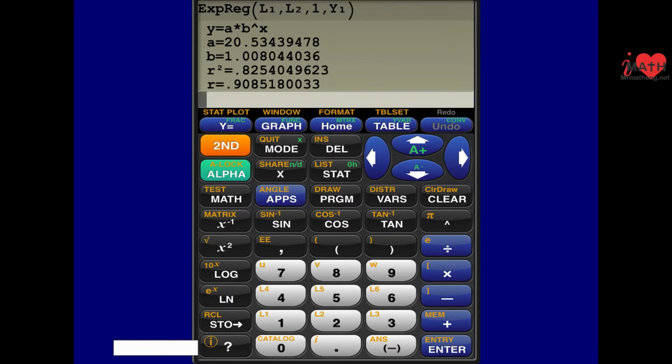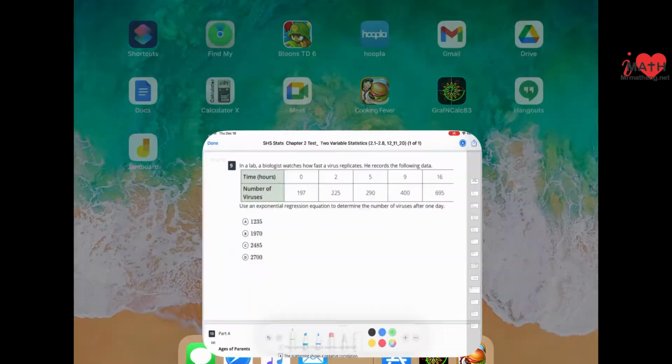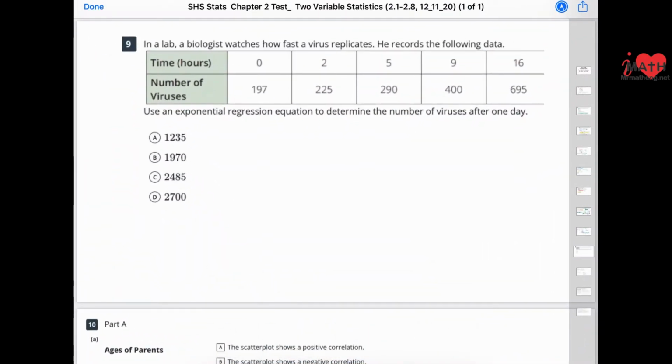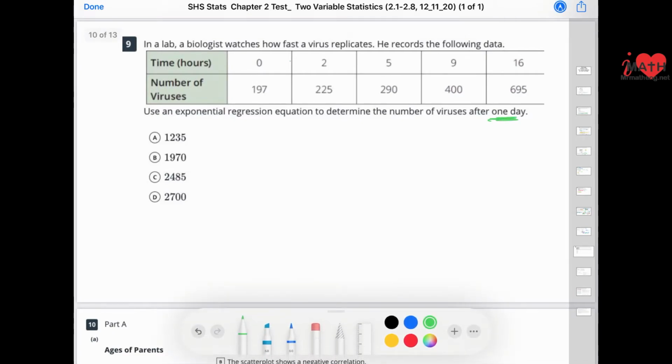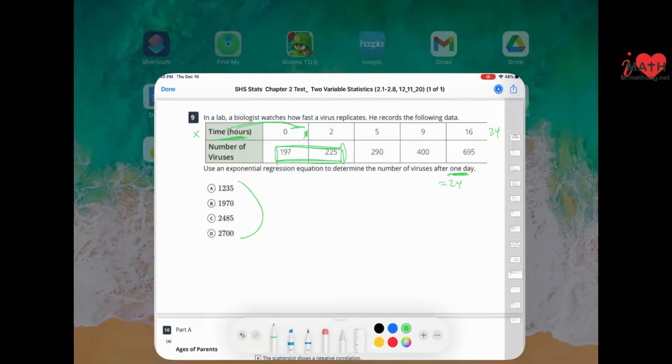So let's think about this. You might have been thinking like me, 1 day, you might have been thinking 1 here. But what does the X here represent? This represents time in hours. So how many hours in 1 day? You're actually representing 24. Is 1 one of the multiple choice answers between 197 and 225? That's not the case. So we're going to have to put in 24 here.